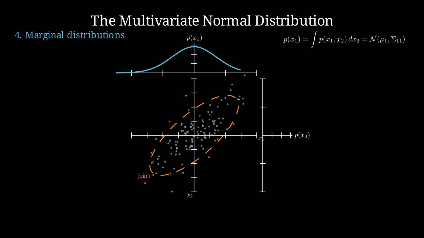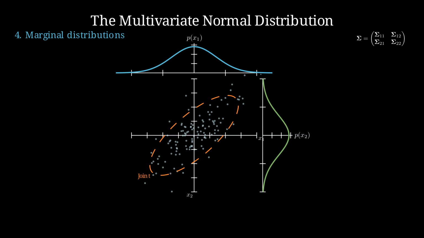If you only observe x1, you lose information about how x1 covaries with x2. In probabilistic graphical models, marginalization corresponds to summing out hidden nodes. For jointly normal variables, that operation always lands back inside the normal family.